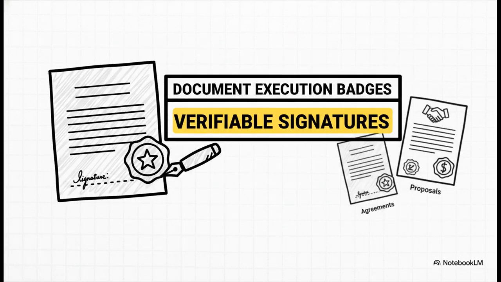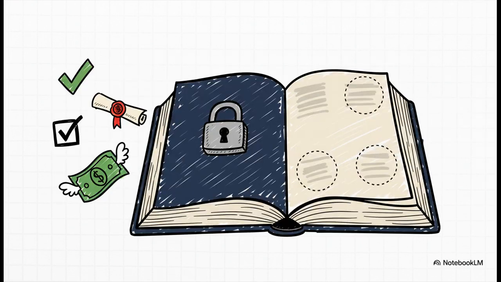Then we've got document execution badges. Now these are crucial for anything that needs to be made official. They're like a secure digital sign on the dotted line. So when you're dealing with contracts, funding agreements, or formal proposals, this badge creates that binding, verifiable record that proves it's a done deal.